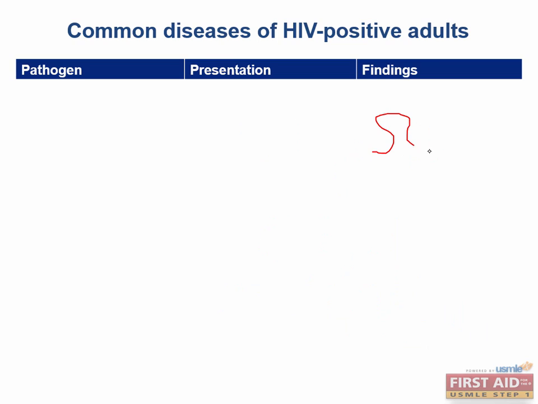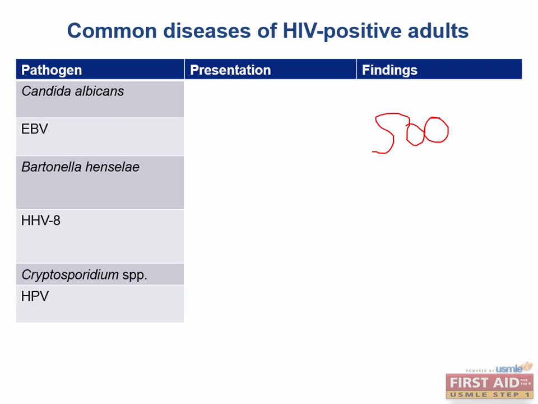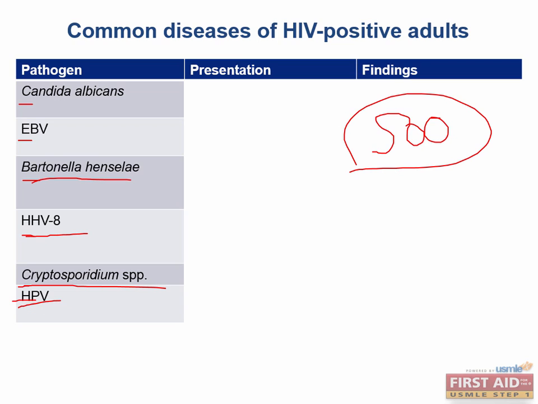At a 500 CD4 count, important pathogens to be aware of are six of them. They are Candida albicans, Epstein-Barr virus, Bartonella henselae, HHV8, Cryptosporidium, and HPV. A mnemonic I made up to remember these is, can't everyone be happy carrying 500 heavens?